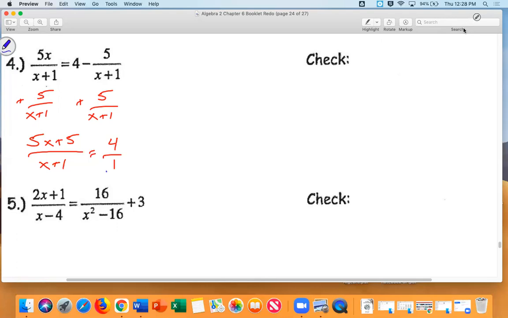So I have 1 times the 5x plus 5, that's 5x plus 5, equaling 4 times x plus 1. Well, 4 times x is 4x, and 4 times 1 is 4. Now I'm going to get all the x's to one side. It gives me x plus 5 equals 4. Subtract 5, x equals negative 1.